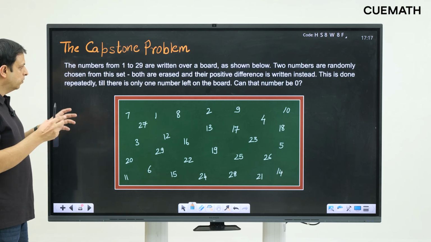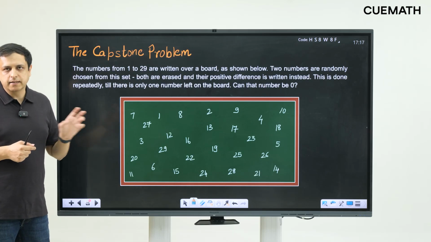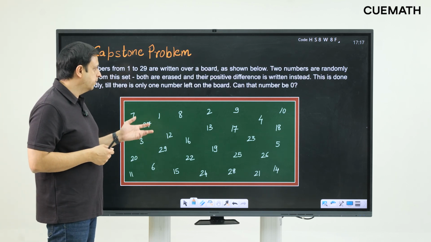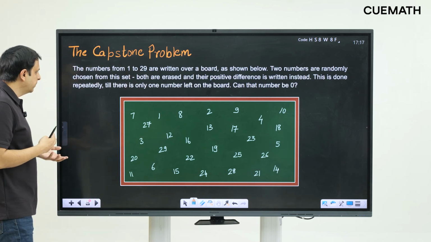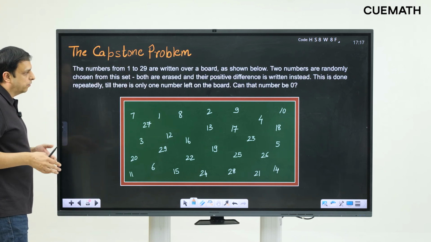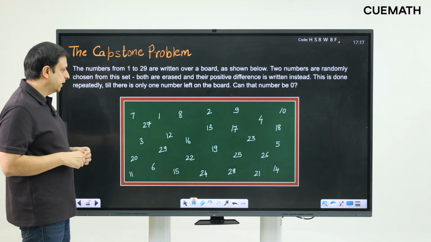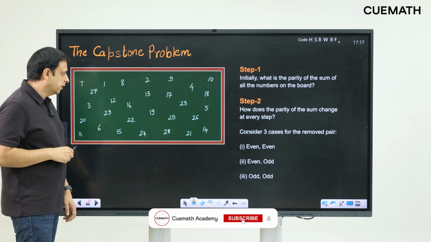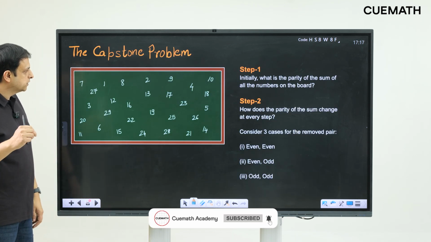At every step, you are taking a pair, erasing it and replacing it with their positive difference, and this is done repeatedly till there is only one number left on the board. Can that number be 0? And the way we will do this problem is in 2 steps.